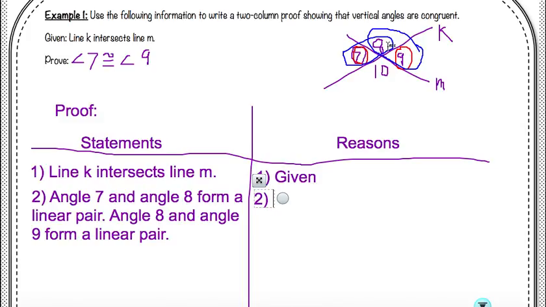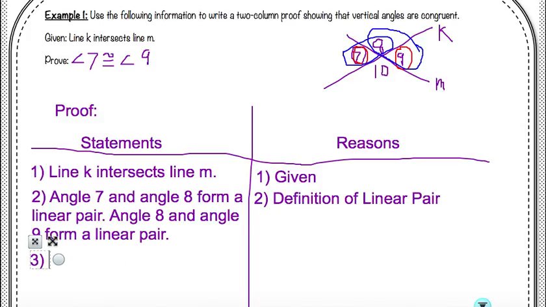Okay, so what we've done so far is we have said that we've got two pairs of angles, 7 and 8, 8 and 9, they form a linear pair. And the reason for this is definition of linear pair. That means because they look like a linear pair, because they are a linear pair, you can see it from the picture.